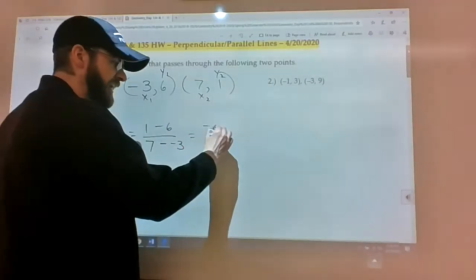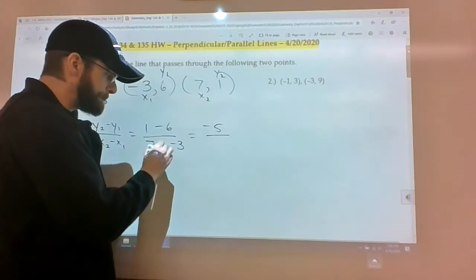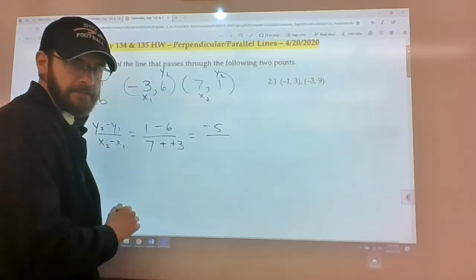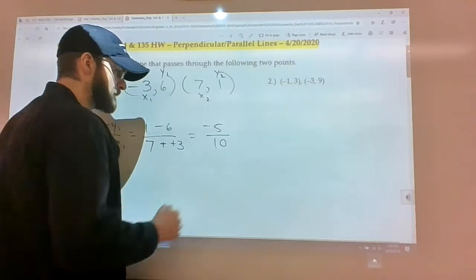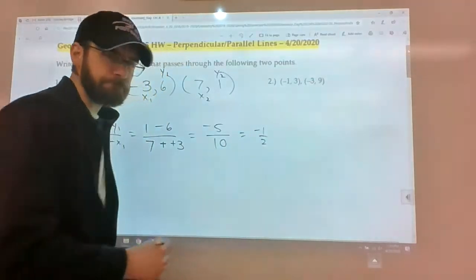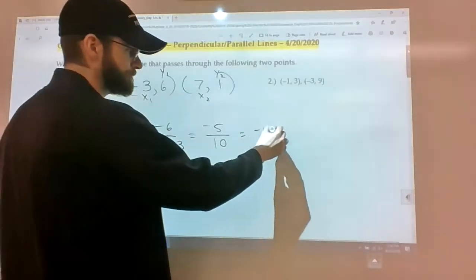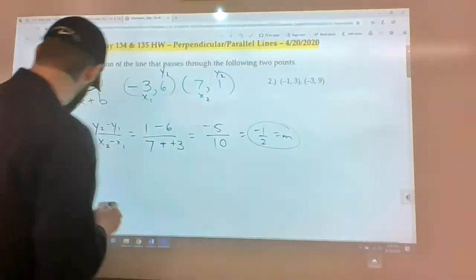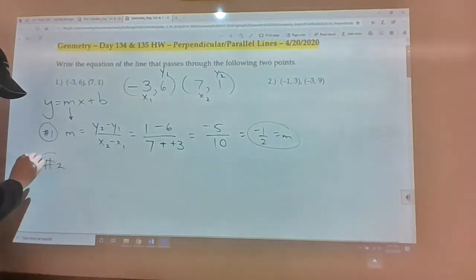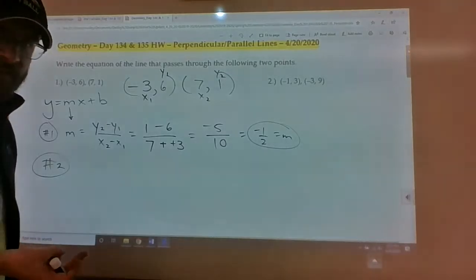So 1 minus 6 is negative 5. 7 minus negative 3 is the same as 7 plus 3, which is 10. So you got negative a half. And that's our first part. We want the slope. We got it. Part 2, find the y-intercept, also known as the b-value.